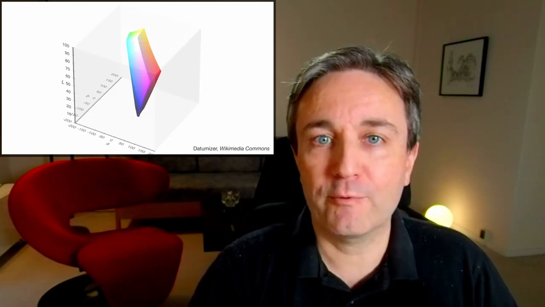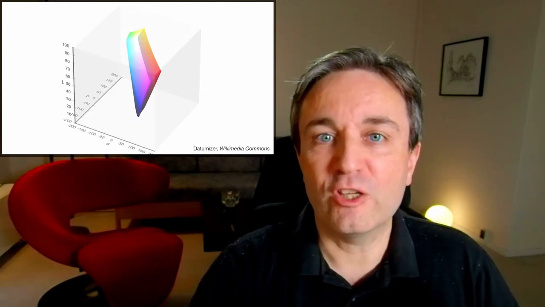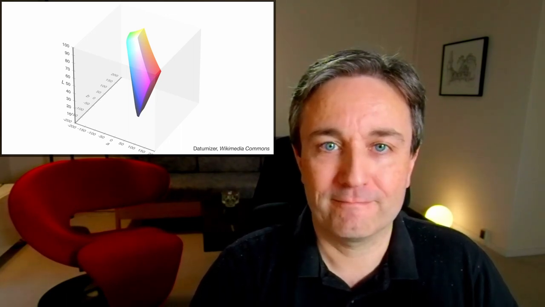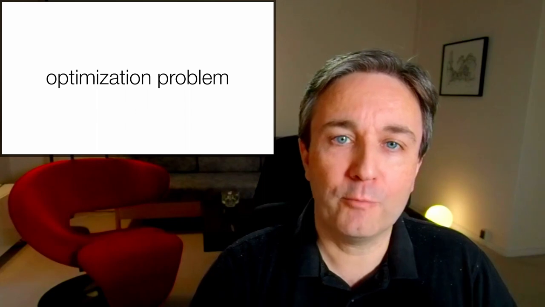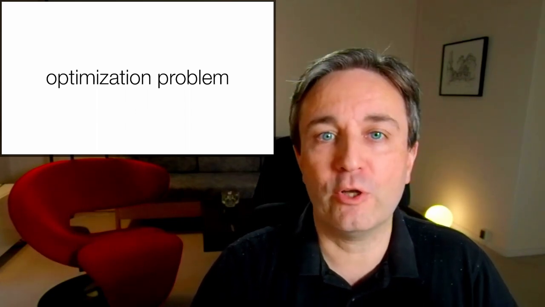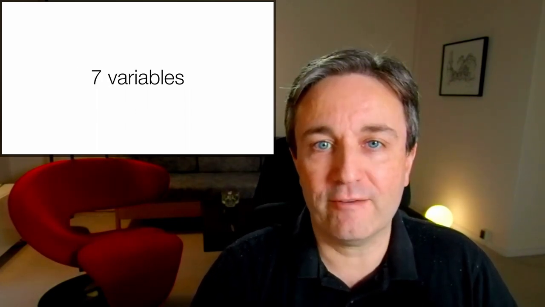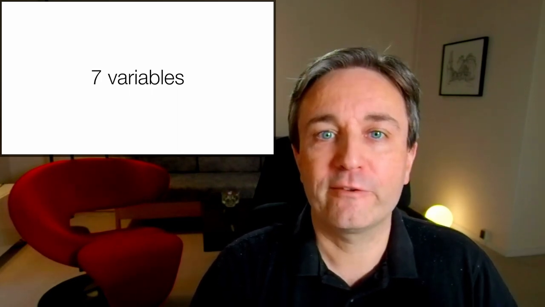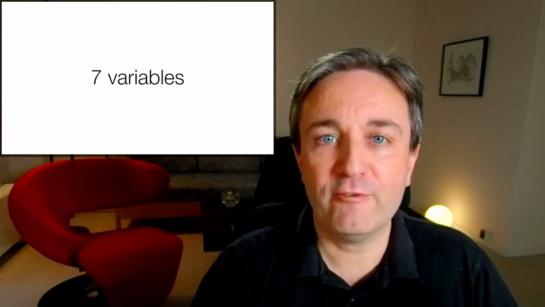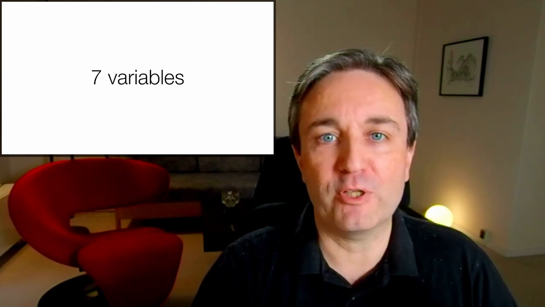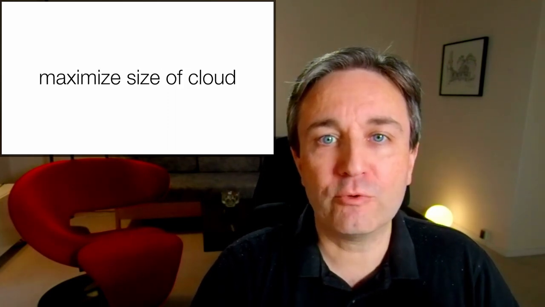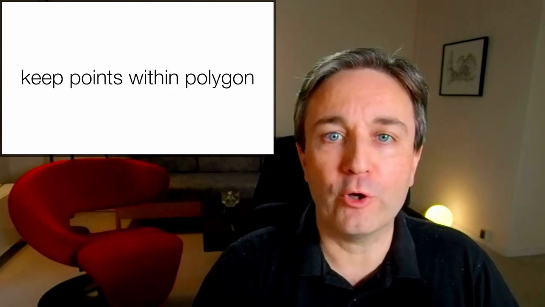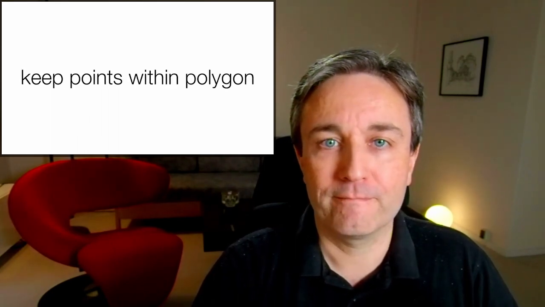If you look at the CIELAB color space and show the displayable sRGB colors, you get a polygon like this. We thus need to fit the points into this polygon, which is an optimization problem in seven variables. We have three dimensions of translation, three rotation axes, and finally one global scaling parameter. And the optimization criterion is to maximize the size of the cloud while keeping the points within the polygon.